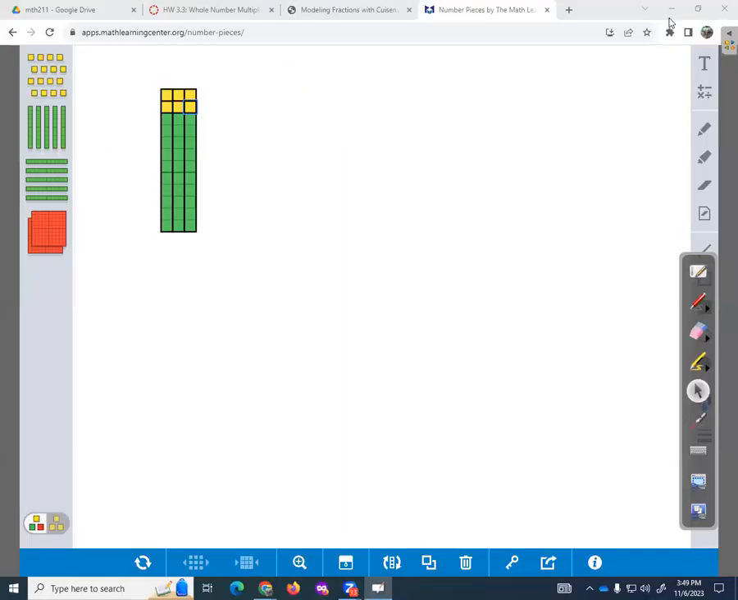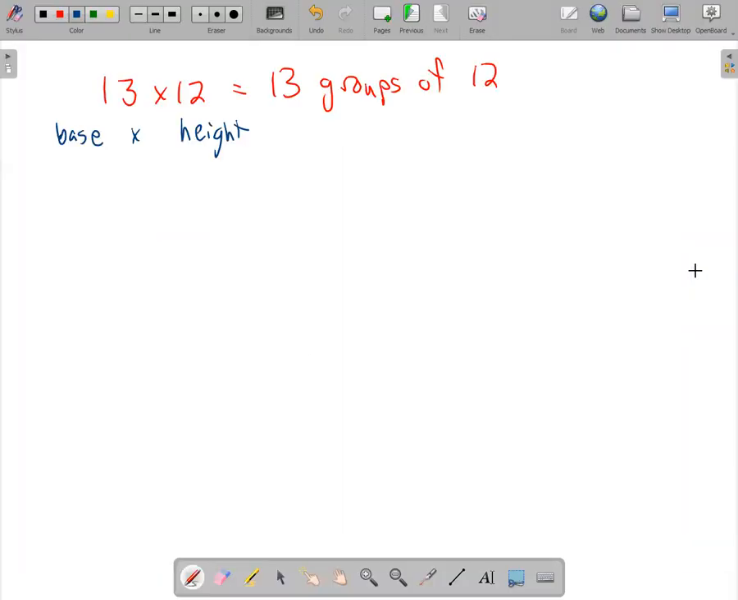So let's try to do that. Actually, I think I want to do it on paper first and then play with the blocks. So base of 13. So I have to use one of those blocks to measure out what 13 would look like. So let's say that's about how long a 10 is. And then that would be about 1, 2, 3 from there. So there's my 13 across the bottom.